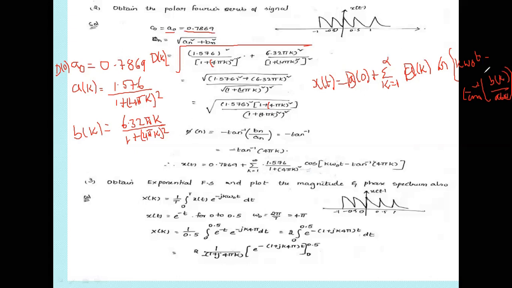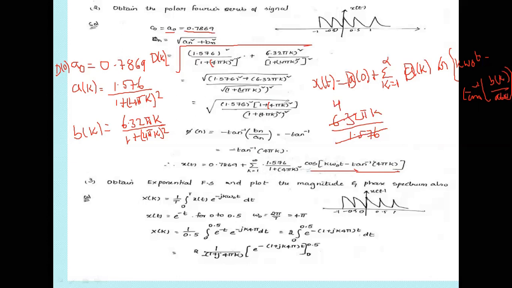Then the phi of k, in cos k omega naught t minus phi of k. The phi of k is nothing but tan inverse b of k by a of k. What is the b of k here? 6.32 pi k whole divided by the denominator 1.576. So this is 1.576, so 4 times it will get. So minus tan inverse 4 pi k. The denominator, both are the same, so it gets cancelled. Minus tan inverse 4 pi k here, cos k omega naught t.